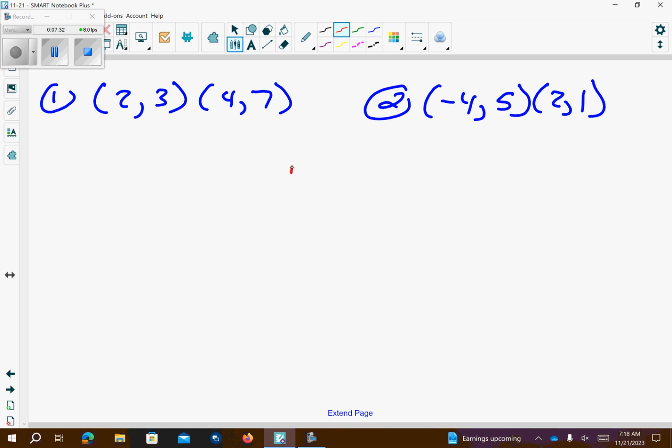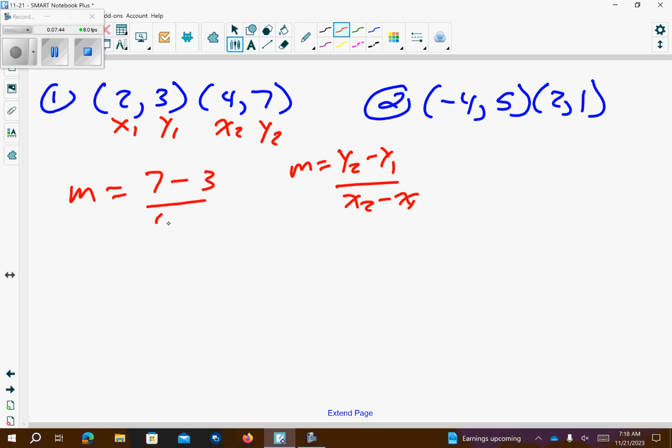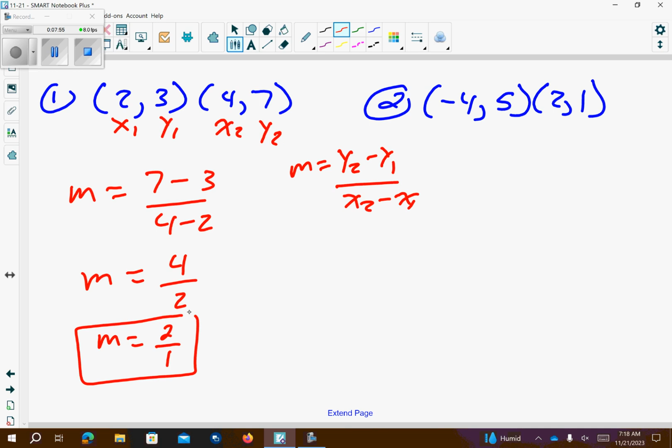So I want to find my slope on both of these. So my slope equation is this. So that's x1, that's y1. That's x2, that's y2. Let's plug in what we know. I got 7 minus 3, 4 minus 2. 7 subtract 3 is 4. 4 minus 2 is 2. So my slope is going to be 2 or 2 over 1. It's your choice how you want to write it.